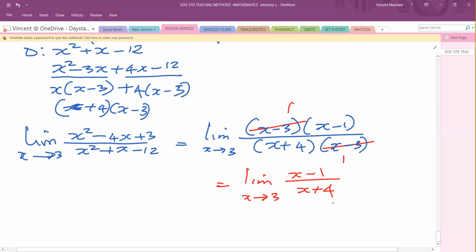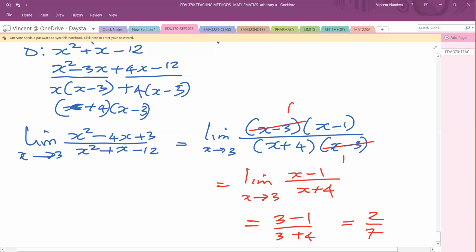Sasa hapo once you have done the correct factorization, ukifika hiyo once you cross things which are common, when you do direct substitution now you always get the correct answer. Utapata 0/0 tena, it's always the case. If it was a factorization problem and you close these common brackets, then your direct substitution will always work. Itakuwa 3 minus 1 over 3 plus 4. So utakuwa na 2 over 7. Okay?